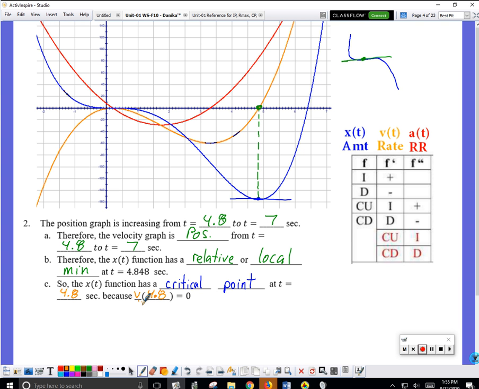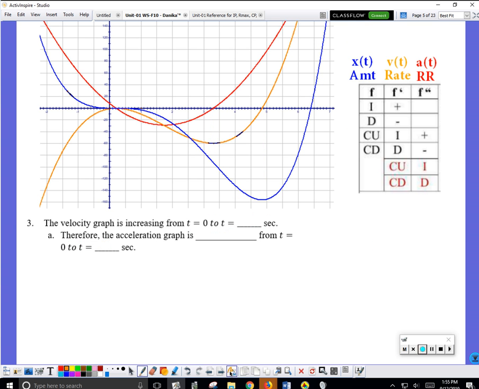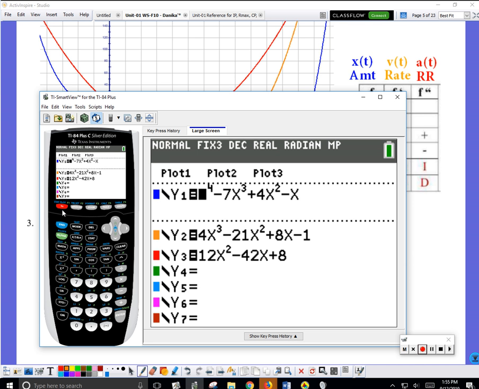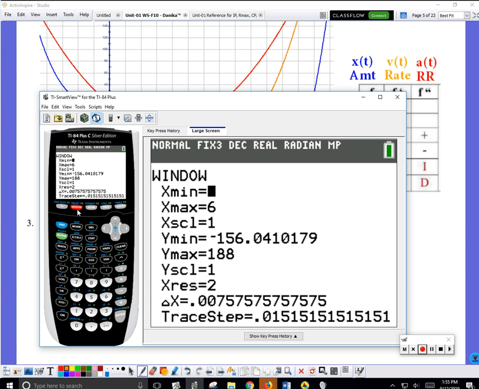We want to talk more about critical points or relative linear math. Okay, next one. It says the velocity graph is increasing from time 0 to what time? So we need to look closely here, so you may need to use your calculator. So here we go. Window, I think 0.3 was about right.